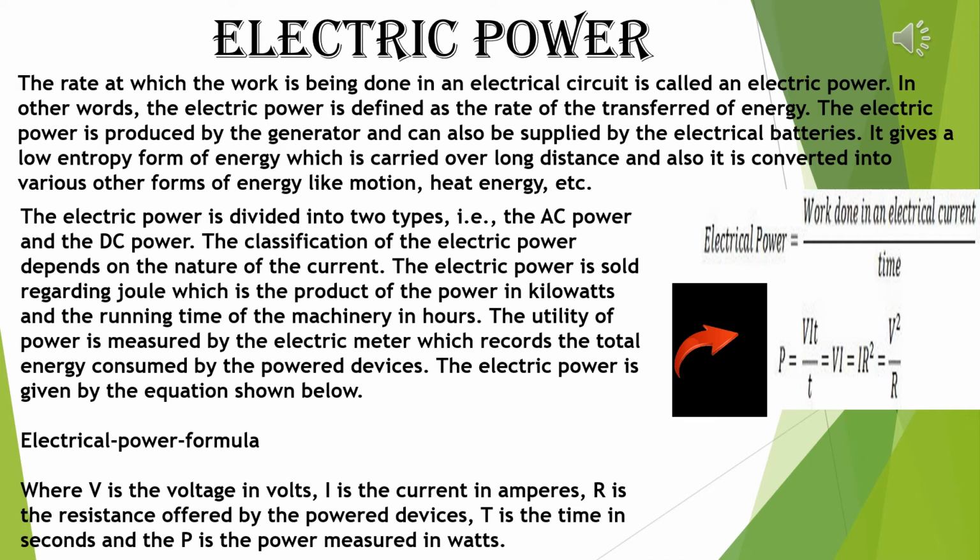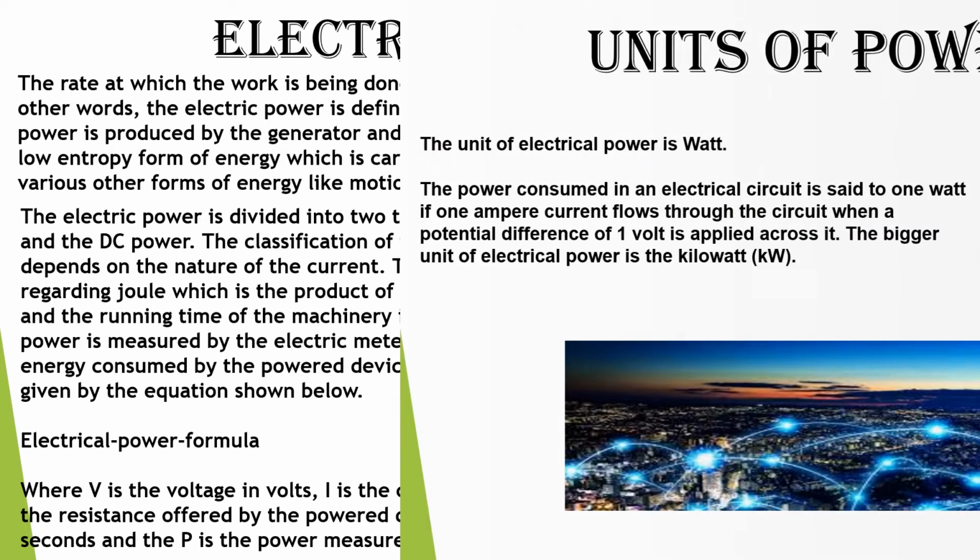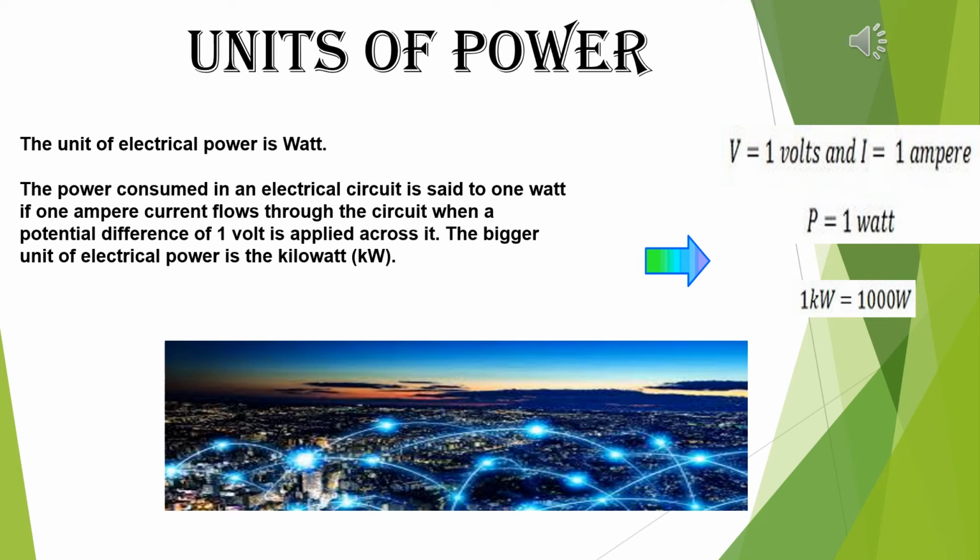Now, the electrical power formula, where V is the voltage in volts, I is the current in ampere, R is the resistance offered by the power devices, T is the time in seconds, and P is the power measured in watts. Then only this formula is applicable. Now, the unit of electrical power is actually watt. The power consumed in an electrical circuit is said to be 1 watt if 1 ampere current flows through the circuit when a potential difference of 1 volt is applied across it.